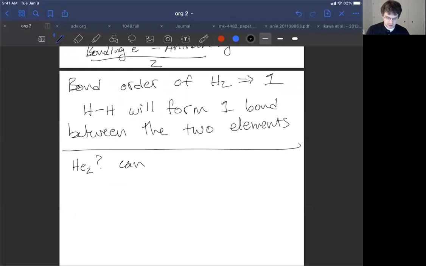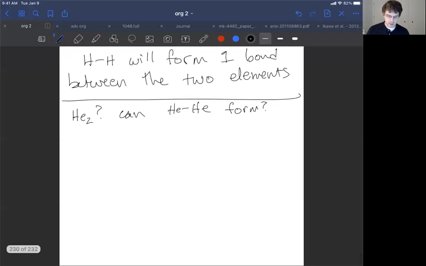Can this molecule form? There's a number of ways to approach answering this question. Molecular orbital theory can be one of those approaches. I'll just emphasize there are numerous approaches. Let's use molecular orbital theory to do this.